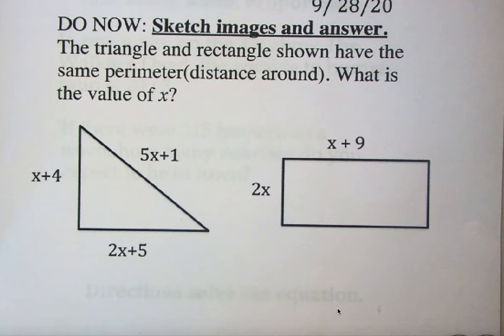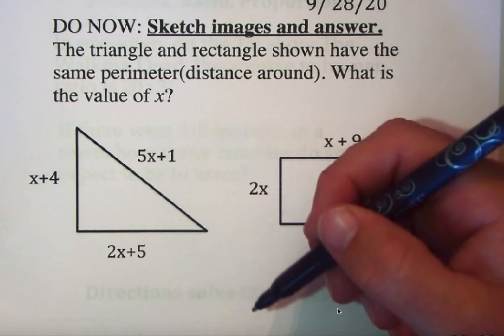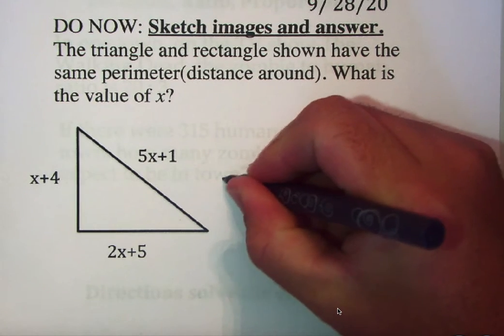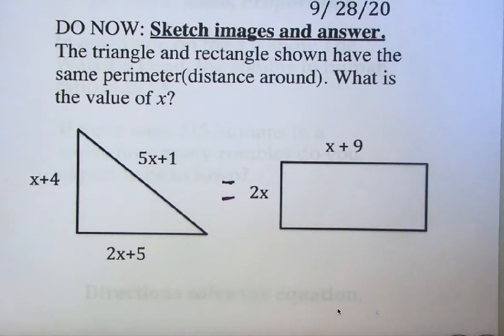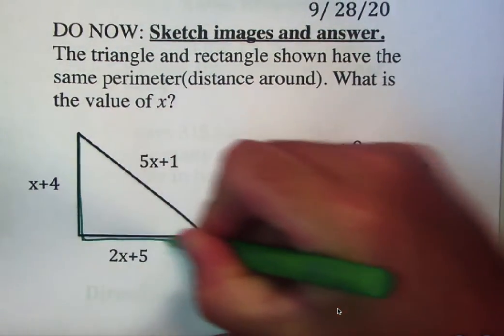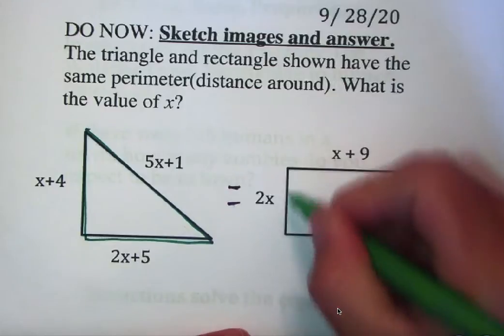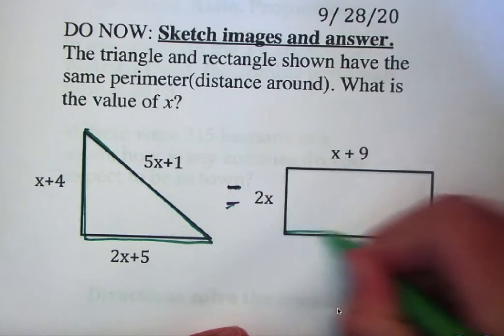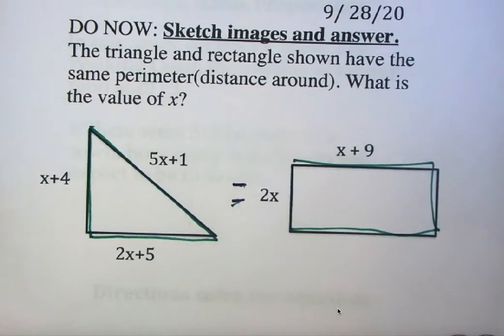And usually I invite a student up to come up and if they figured it out. But for me, I'll talk about it. They have the same perimeter. And same in algebra or math a lot of times means equal. So what I'm thinking is the perimeters, the distance around, are equal to each other. Right?